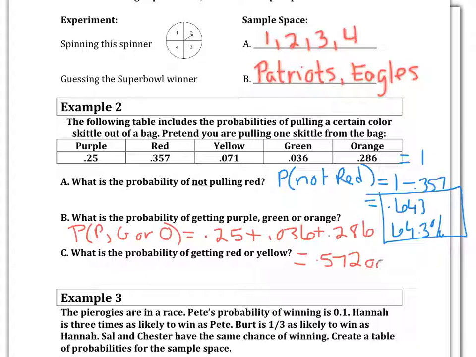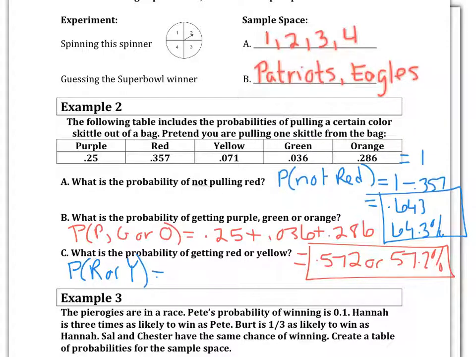which is also 57.2%. Okay, next, what is the probability of getting red or yellow? So if we're looking at the probability of red or yellow, we're just thinking of it as one of those 2. So I'm going to take the 2 individually and add them up.